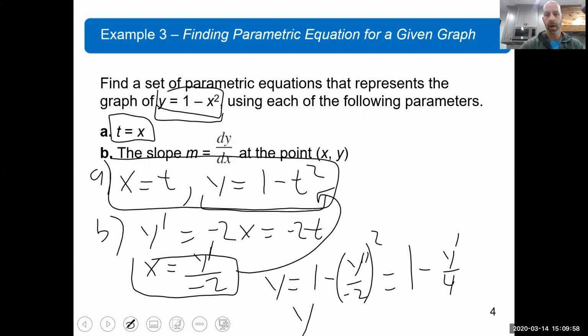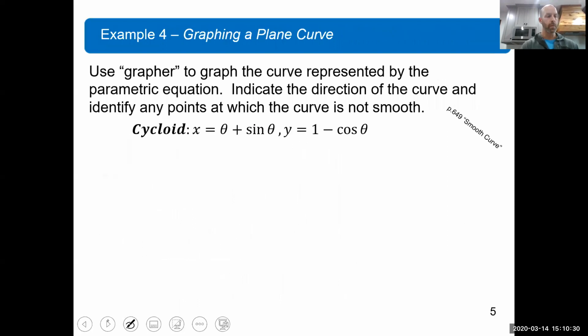But in this case, they wanted us to write this in terms of m. So it's going to be 1 minus, and what is m? Well, m is defined as dy over dx, which is equivalent to y prime. So it's just going to be 1 minus, oh, and this should be squared, m over 2 squared, so 1 minus m squared over 4. Okay, so that's our final answer right here. This is our parametric equation: here's the x component, and here's the y component for the second one.